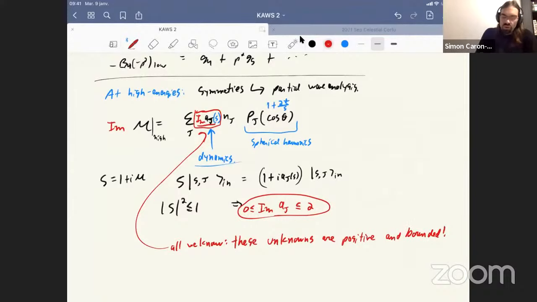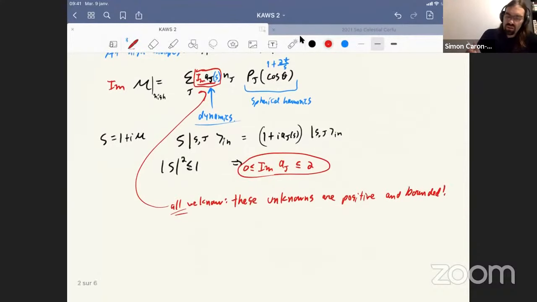So this is all we know about high energies. And we're going to find ways to use that. I'll come to that in a second. Before I do that, maybe let me mention what changes in the spinning case.